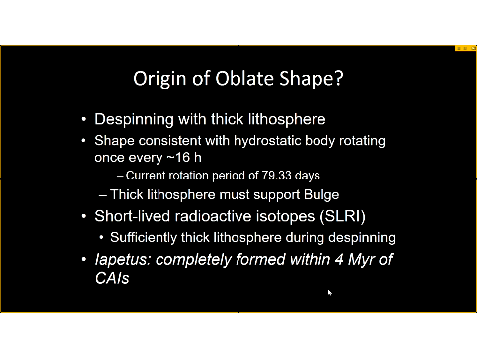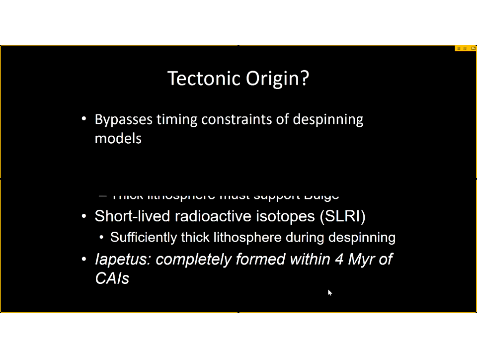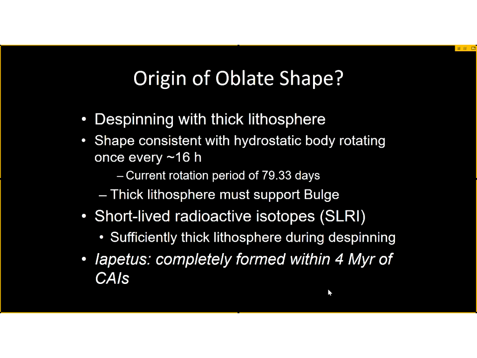This means that Iapetus must have completely formed within 4 million years of these what we call calcium aluminum inclusions. These are these radioactive isotopes that provide the heat. And all of these are what was there when Iapetus accreted around Saturn. So this is a plausible model. The physics works, but it's a really narrow timing constraint for it.